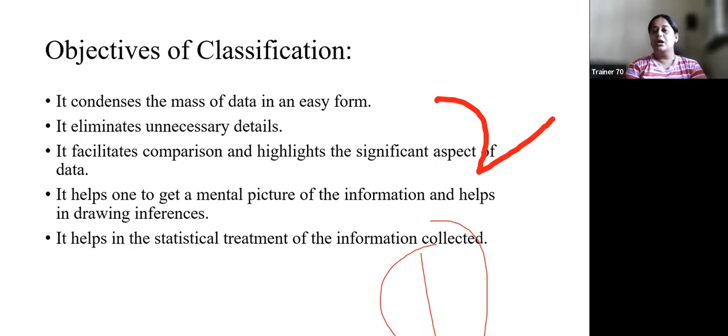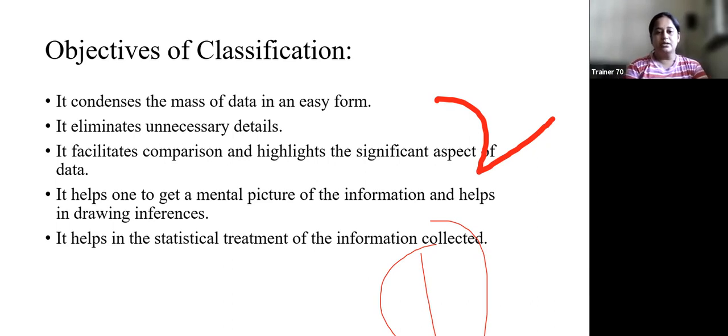अब वो classified डेटा को देख के any unknown person can also have a clear picture in their mind कि इस data में क्या represent किया गया है, because all the unnecessary details are eliminated. We have presented it in easy form. We have highlighted its important features. Now anyone can understand, can have a clear picture in their mind, so that they can easily draw some conclusions.